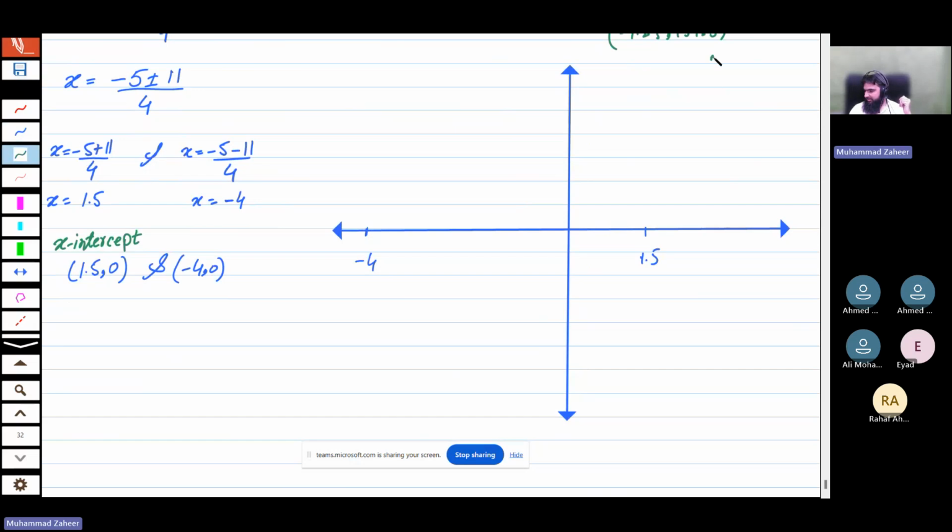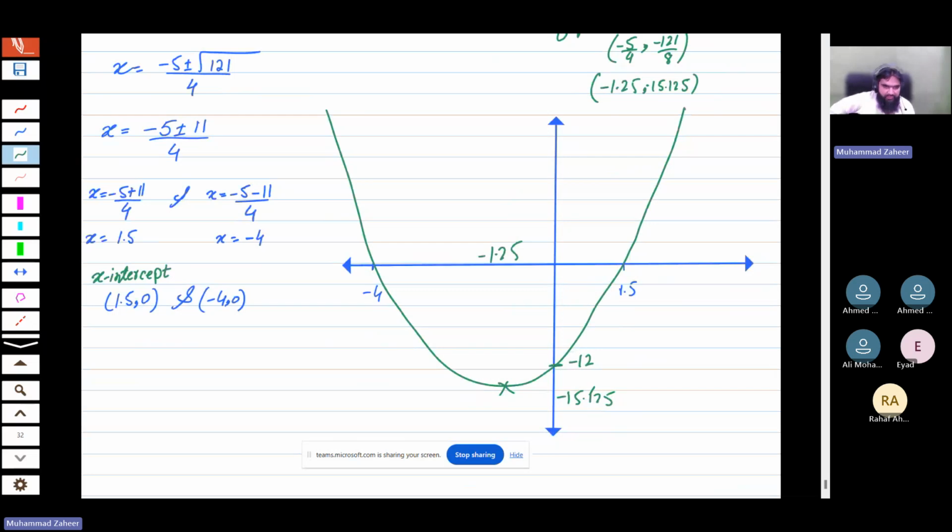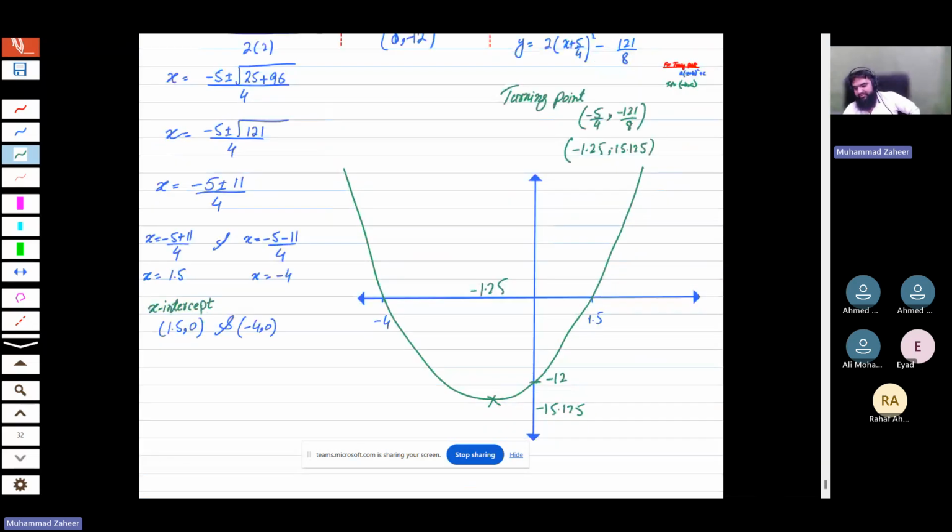So the graph is going to look like this. This is my y-intercept. The y-intercept I found is minus 12. And this is the turning point, which is minus 1.25 and minus 15.125. So this is the graph. Always remember, if the examiner says to draw the quadratic graph, you have to mention the x-intercepts, y-intercept, and turning point.